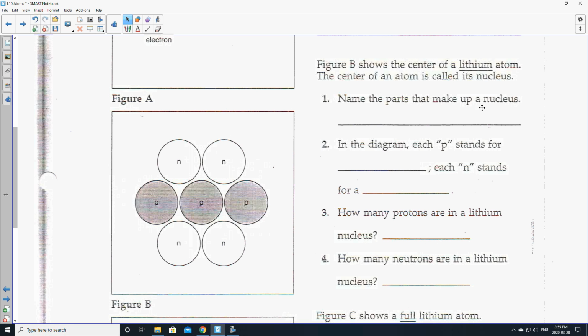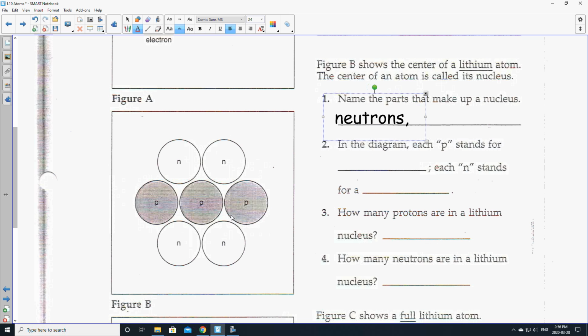Name the parts that make up a nucleus. Okay, so let's take a look. This is the picture of a nucleus. And what is it made up of? So let's remind ourselves, what does the N stand for? The N stands for neutrons. Okay, neutrons make up a nucleus.